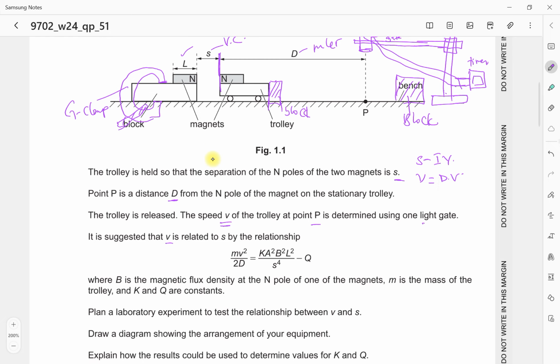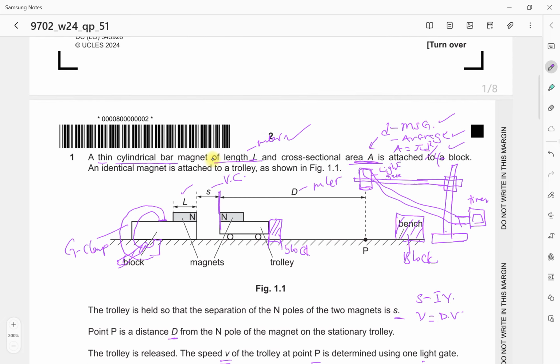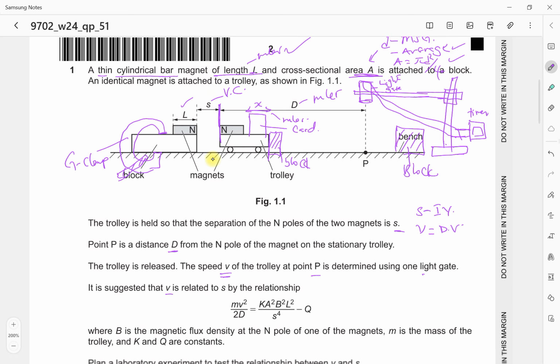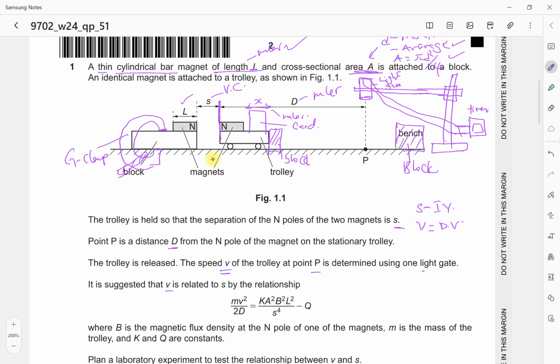To determine V, I may use a simpler method. Maybe I will attach a card onto this trolley, whose length I will call X. I will measure X using a ruler. So X is going to be measured using a ruler. I've attached a card onto the trolley. I measure the length of the card and I will look for the time for which the card interrupts the beam. So I will look for T using a stopwatch.